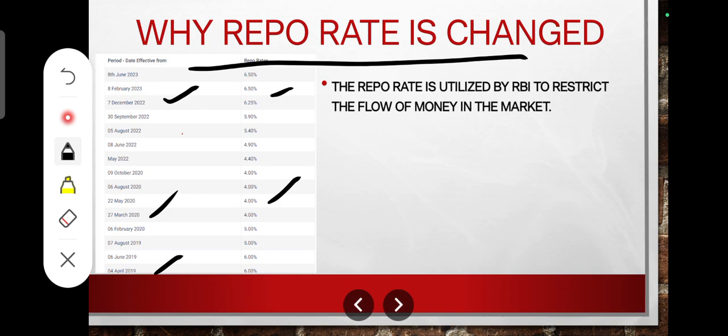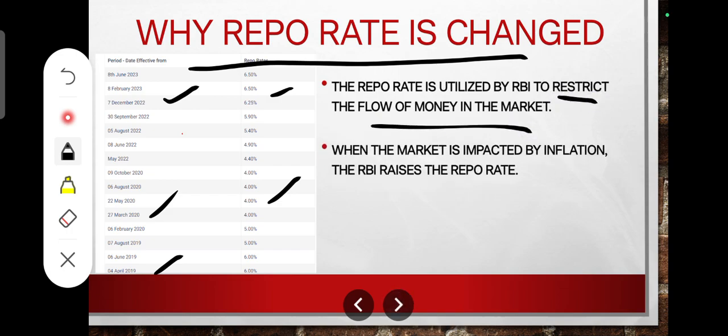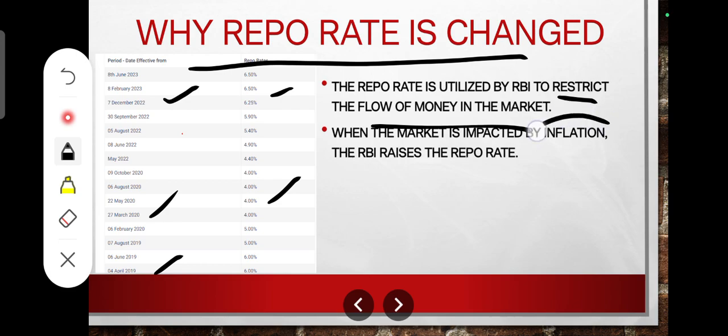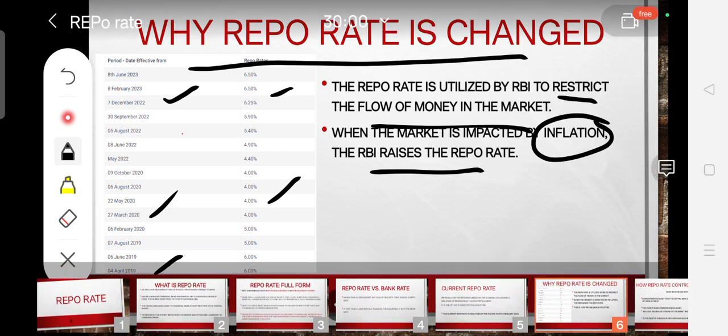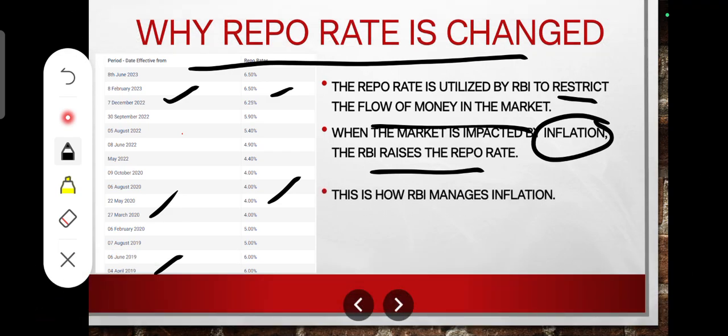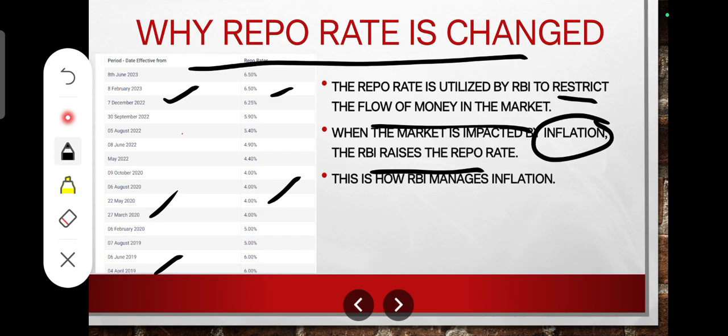So all this depends upon how much money is in circulation. This is a tool used by the RBI to restrict the flow of money in the market. Whenever there is inflation in the market, the RBI will raise the repo rate, and whenever there is deflation, the RBI will reduce the repo rate. This is how the RBI maintains inflation.